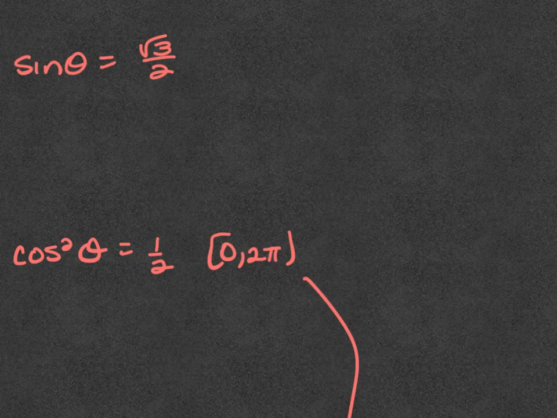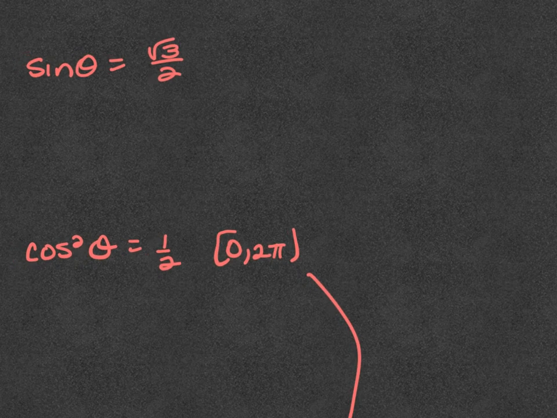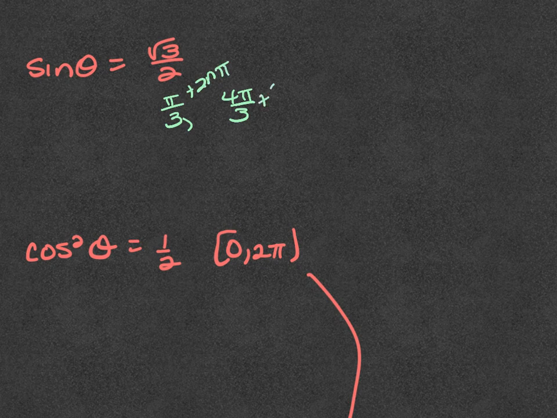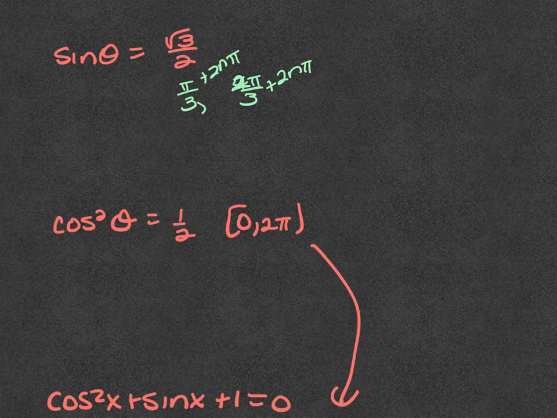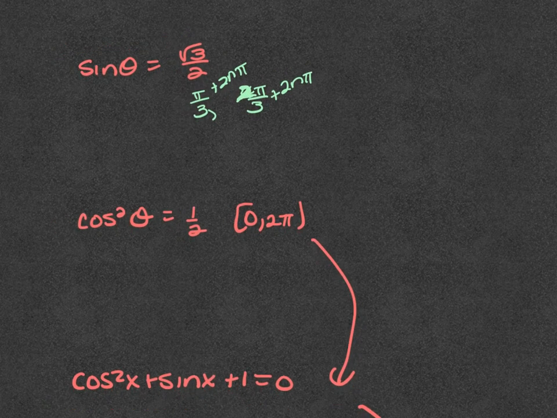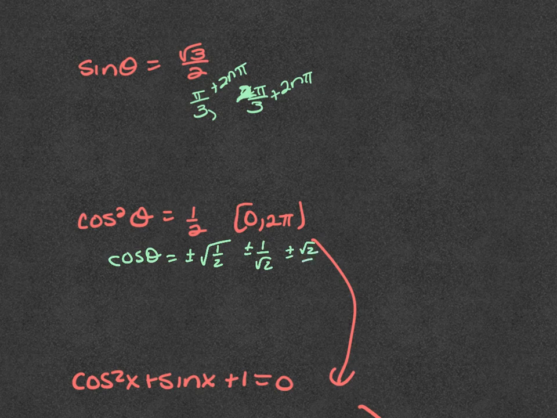All right, so here's a couple that were just missed, like sine equals root 3 over 2. This should happen at pi over 3 and at 2 pi over 3. It didn't give the interval, so we add on 2n pi. Cosine squared being 1/2 means that cosine is plus and minus root 1 over 2. That becomes plus and minus 1 over root 2, plus and minus root 2 over 2.